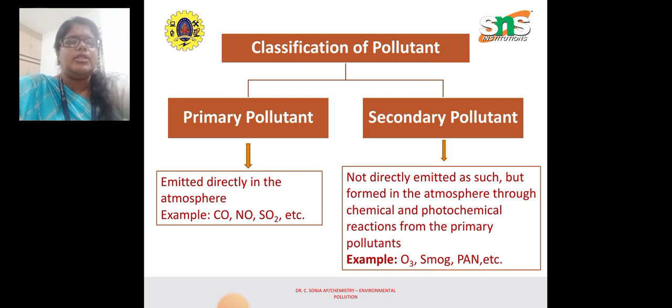Secondary pollutants are not directly emitted as such, but are formed in the atmosphere through chemical and photochemical reactions from the primary pollutants. That is, the primary pollutants react with one another to form the secondary pollutants. Examples: ozone, smog, PAN, etc.